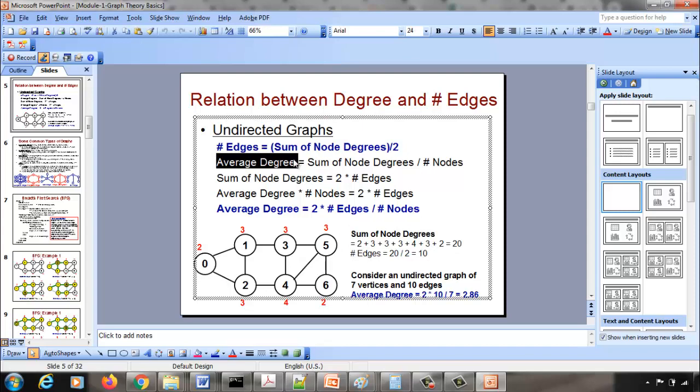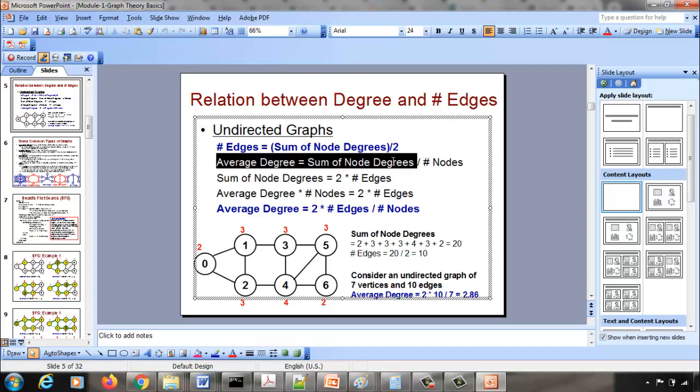Now, in order to find the average degree using this approach, you need to know the node degrees, which means you need to know the actual graph. But let us see how we can get around this. From our relation that we saw earlier, the number of edges is the sum of the node degrees divided by 2. Even for doing this, we need to know the actual graph. But let us proceed further with this. From this relation, we can get the sum of node degrees to be 2 times the number of edges. That's what I have here, just by cross multiplication.